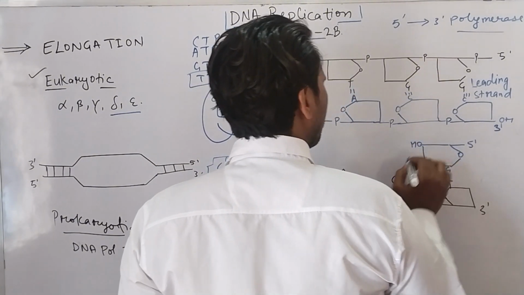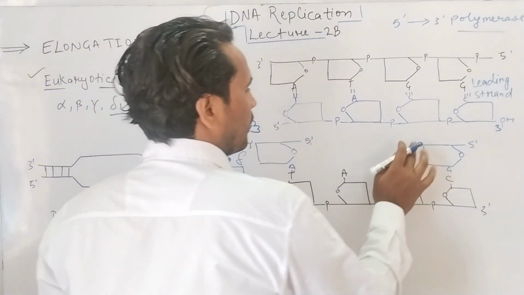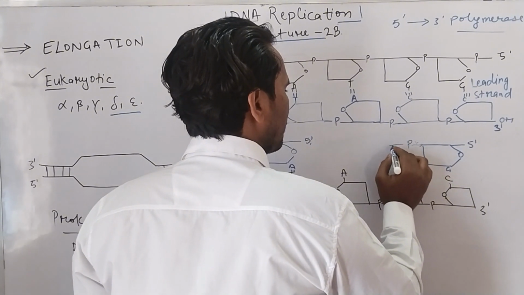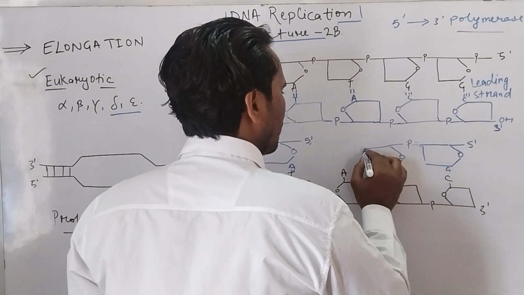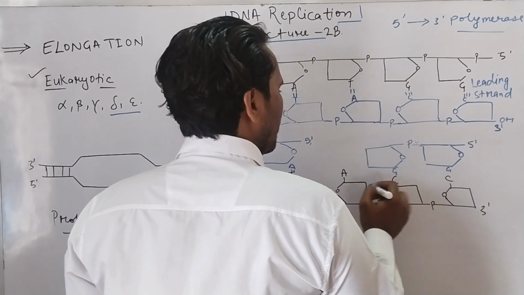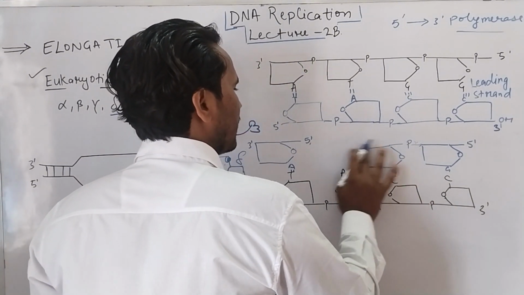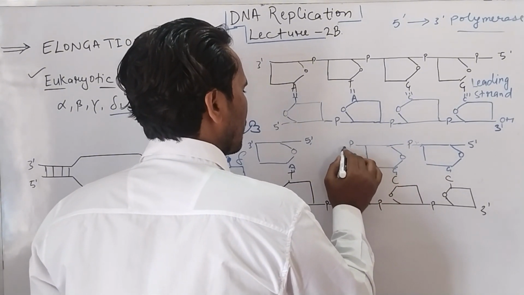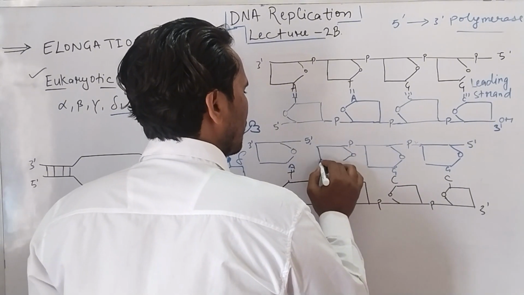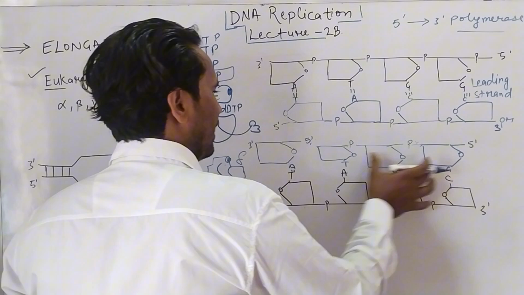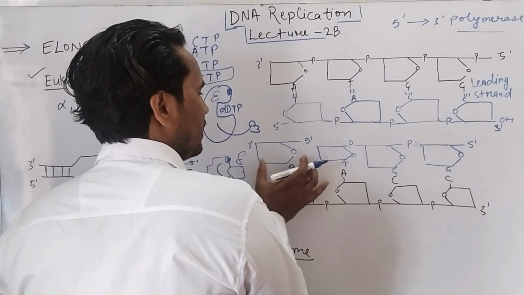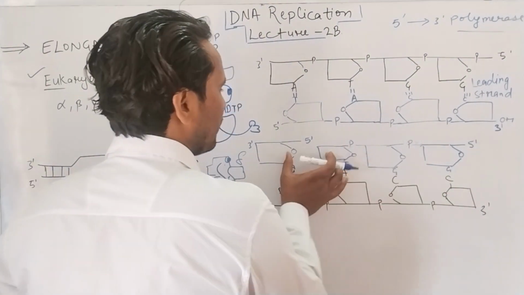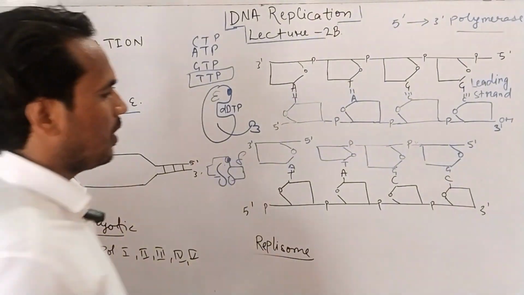Now this 3 prime has an OH group, and we have a template also. So we will attach one more nucleotide here. Now again we have an OH group, so we can attach one more, and like that we will have a gap. This strand having a gap is called the lagging strand. So like that we will have a small lag, and this is called an Okazaki fragment.